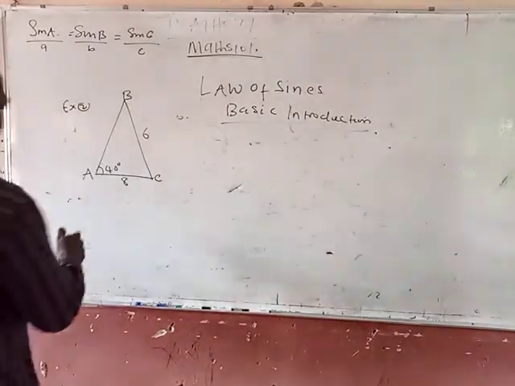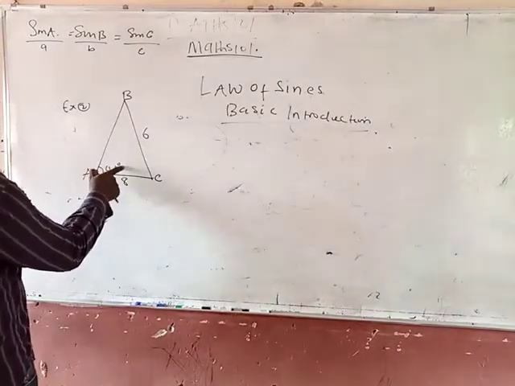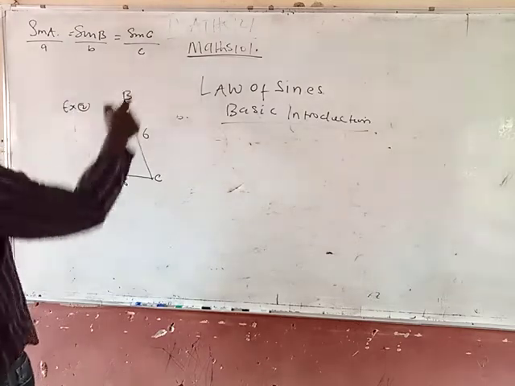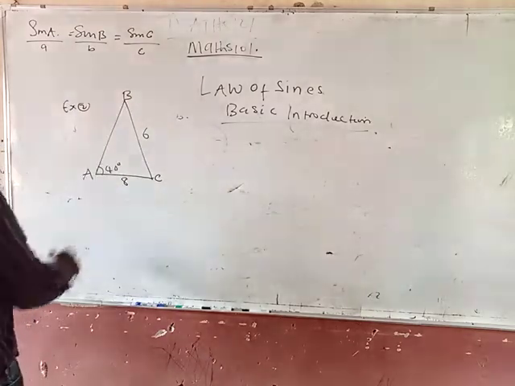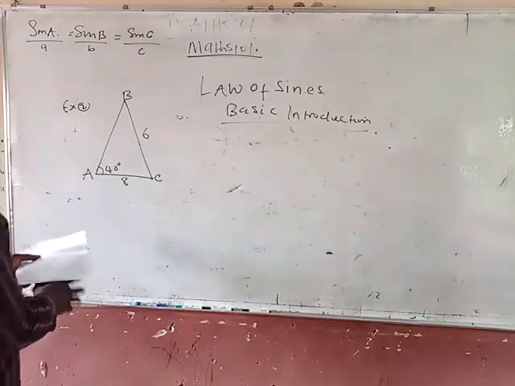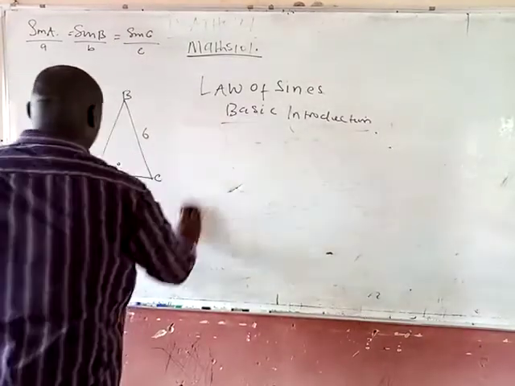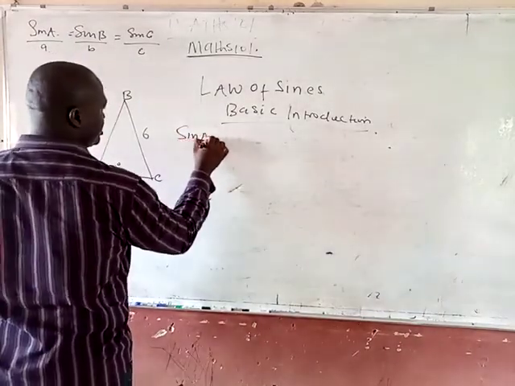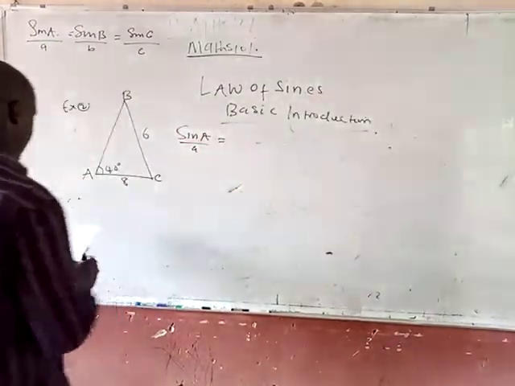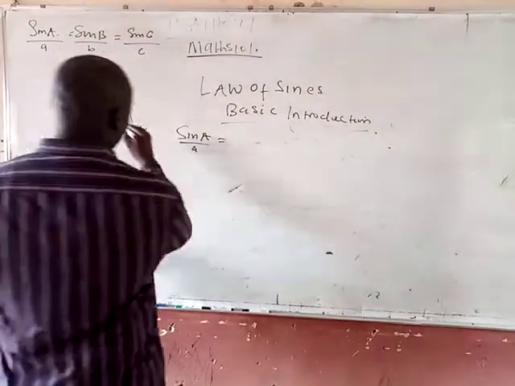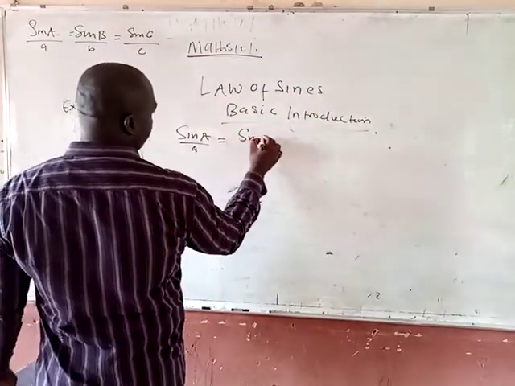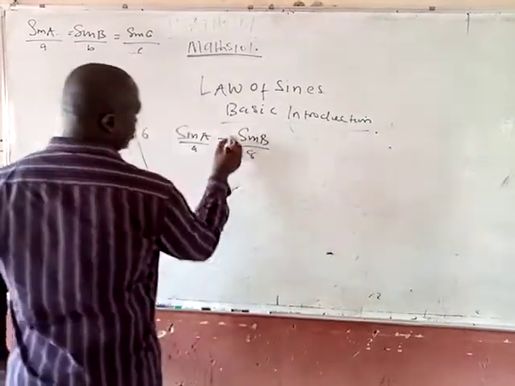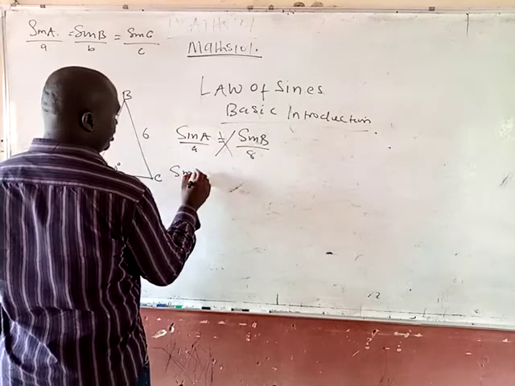Since I have an angle A and a side A, I will take the sine rule formula here, and then I can take either B or C to solve. Now, let's start. Sine A over side A is already there, so I can pick either B or C. Let me pick B: sine B over the side, which is 8, right?